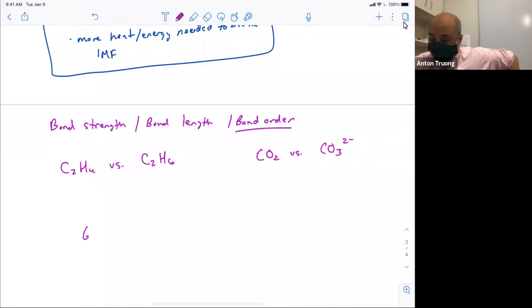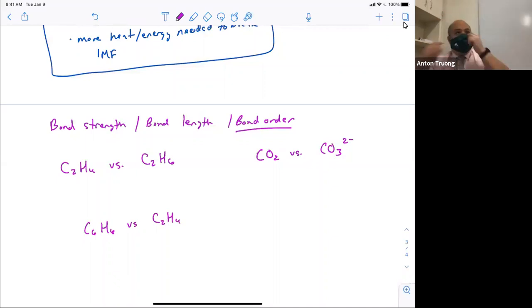Or like C6H6 versus C2H4. And so they're incorporating a couple different things here. They're incorporating resonance on some of these. They're incorporating Lewis structures, and then they're incorporating if you can interpret the bond strengths in these structures.